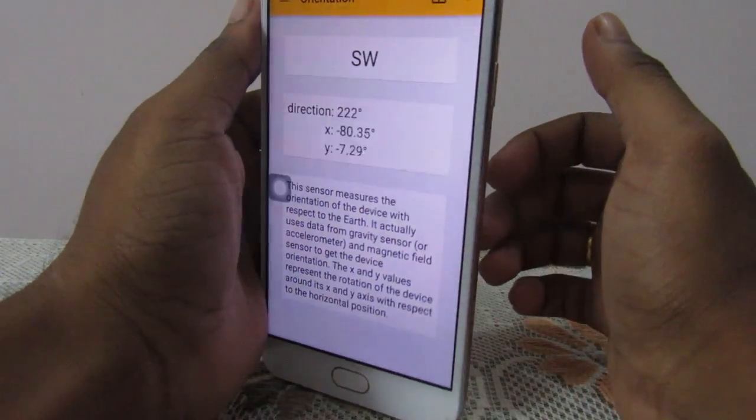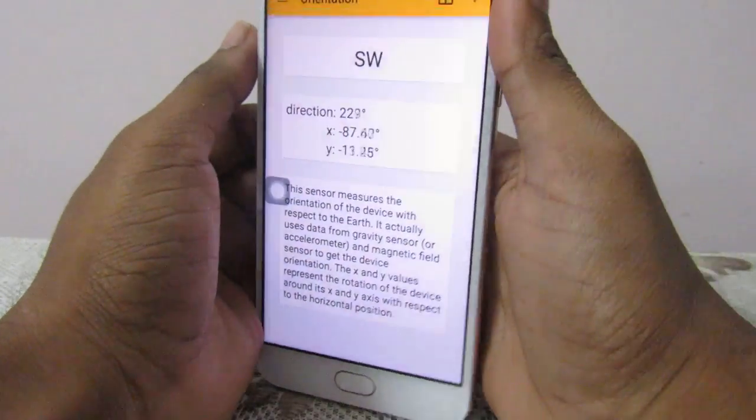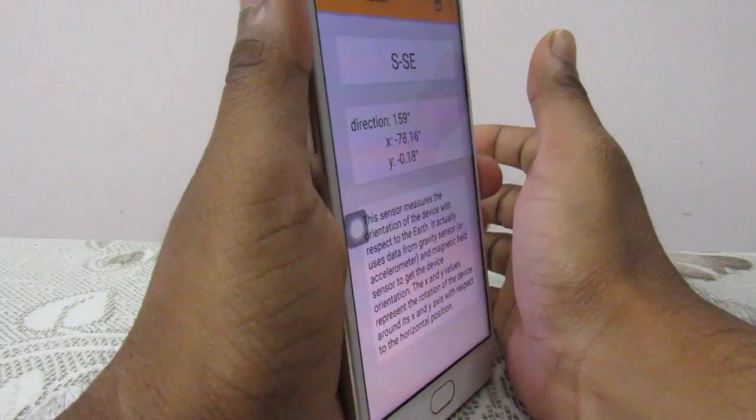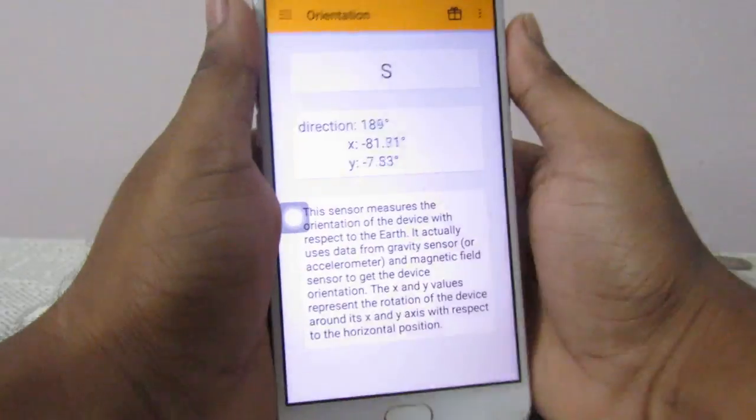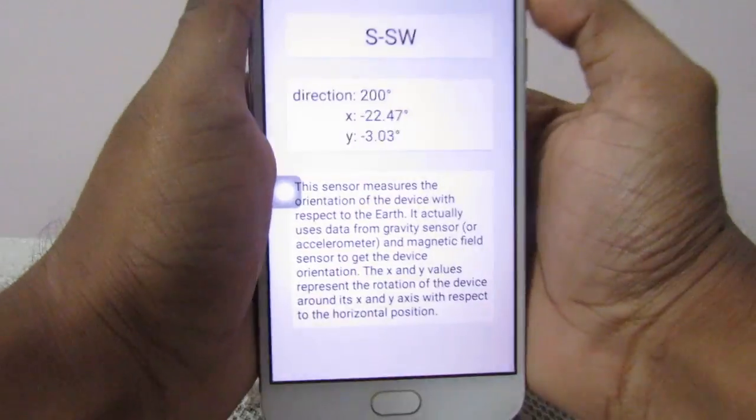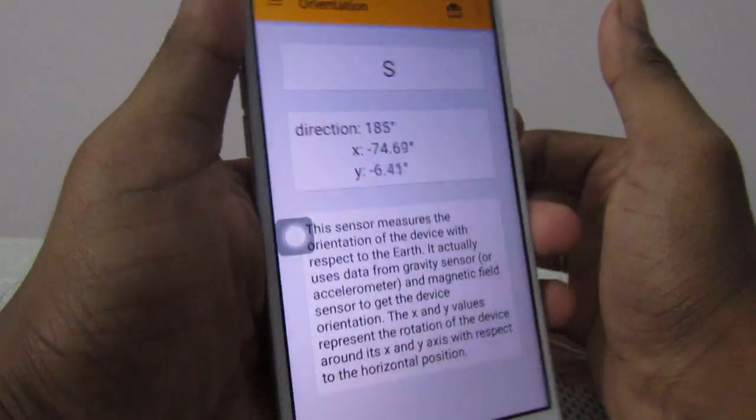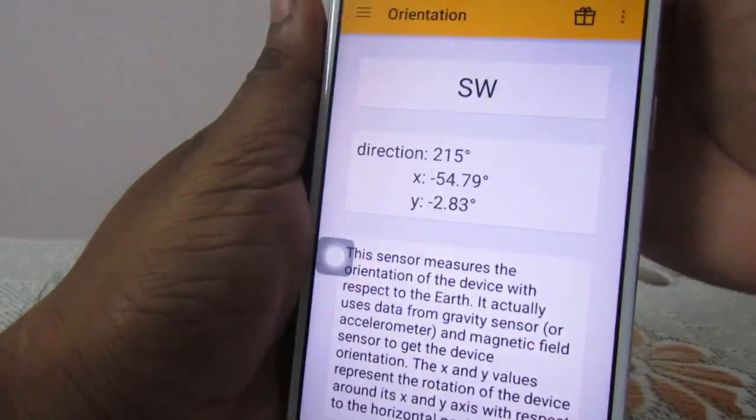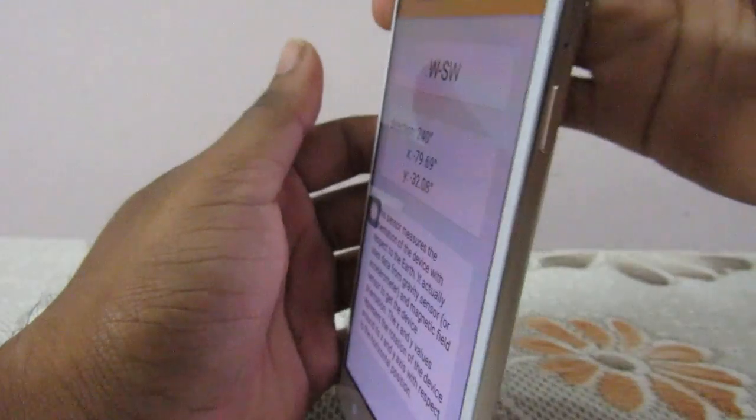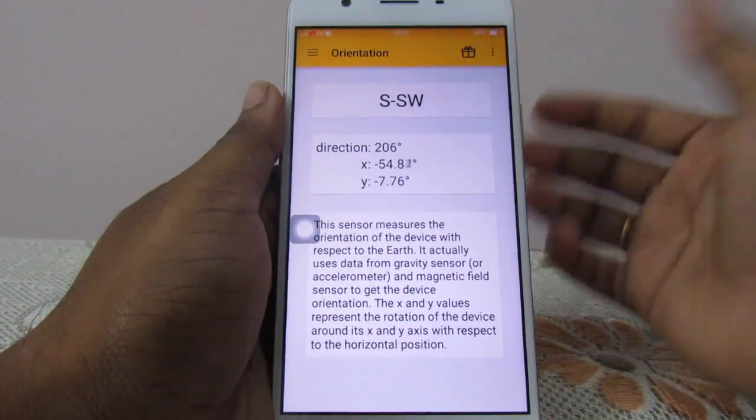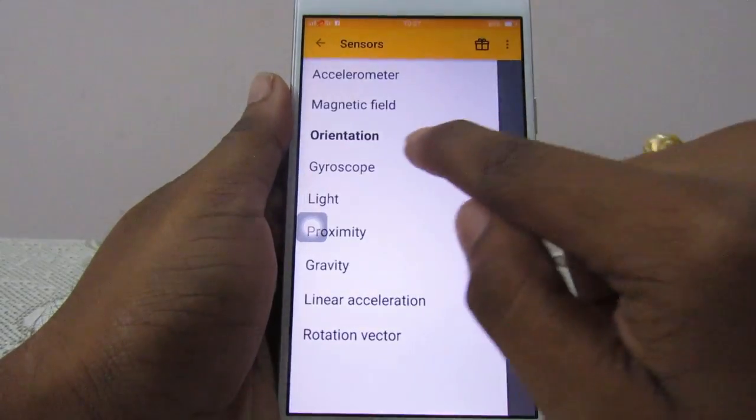Here it was changing. It's southwest, southwest, southeast. It only measures in the x and y direction, not in the z direction. Here southwest and west southwest. So it has an orientation sensor also.